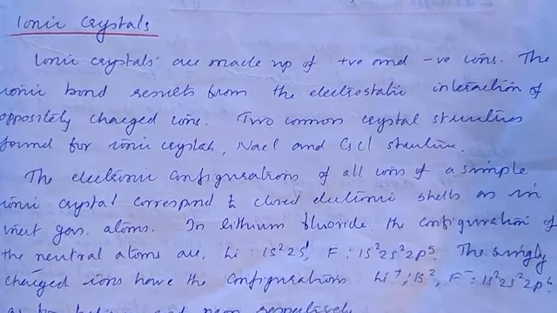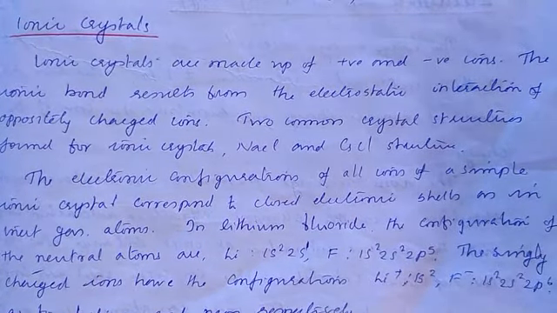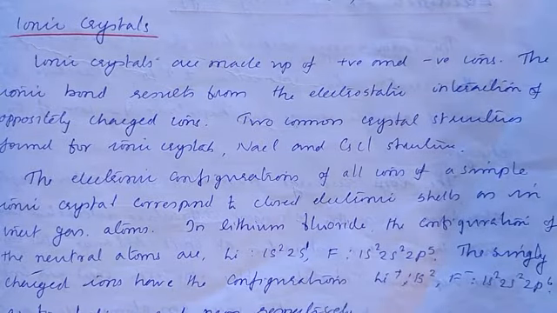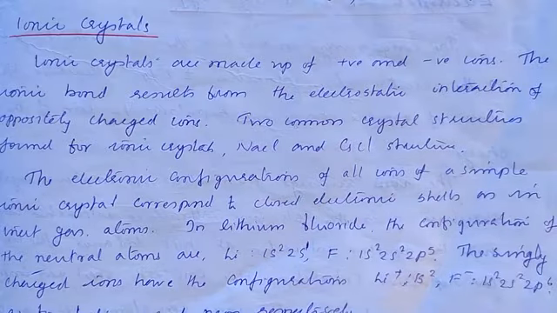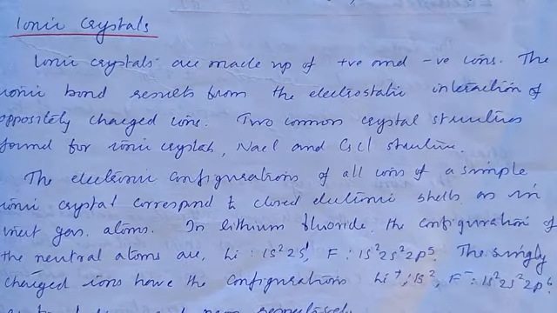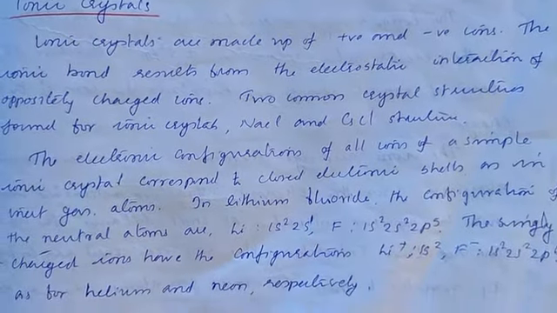So in this class we will discuss ionic crystals. As you already know, ionic crystals are made up of positive and negative ions. The ionic bond results from the electrostatic interaction between oppositely charged ions, that is, positive and negative ions. Two common crystal structures found for ionic crystals are the sodium chloride and cesium chloride structures.